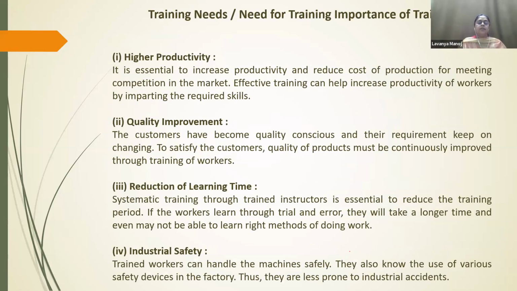So these are the training needs: higher productivity and quality improvement. Even if the company decides to upgrade the quality of a particular product which they are producing, of course, training is needed. Reduction of learning time: instead of informing the workers to learn by themselves how to go about the operations, it's always better to provide them good training on how to handle the operations and the machinery. And industrial safety, again, is an important factor.